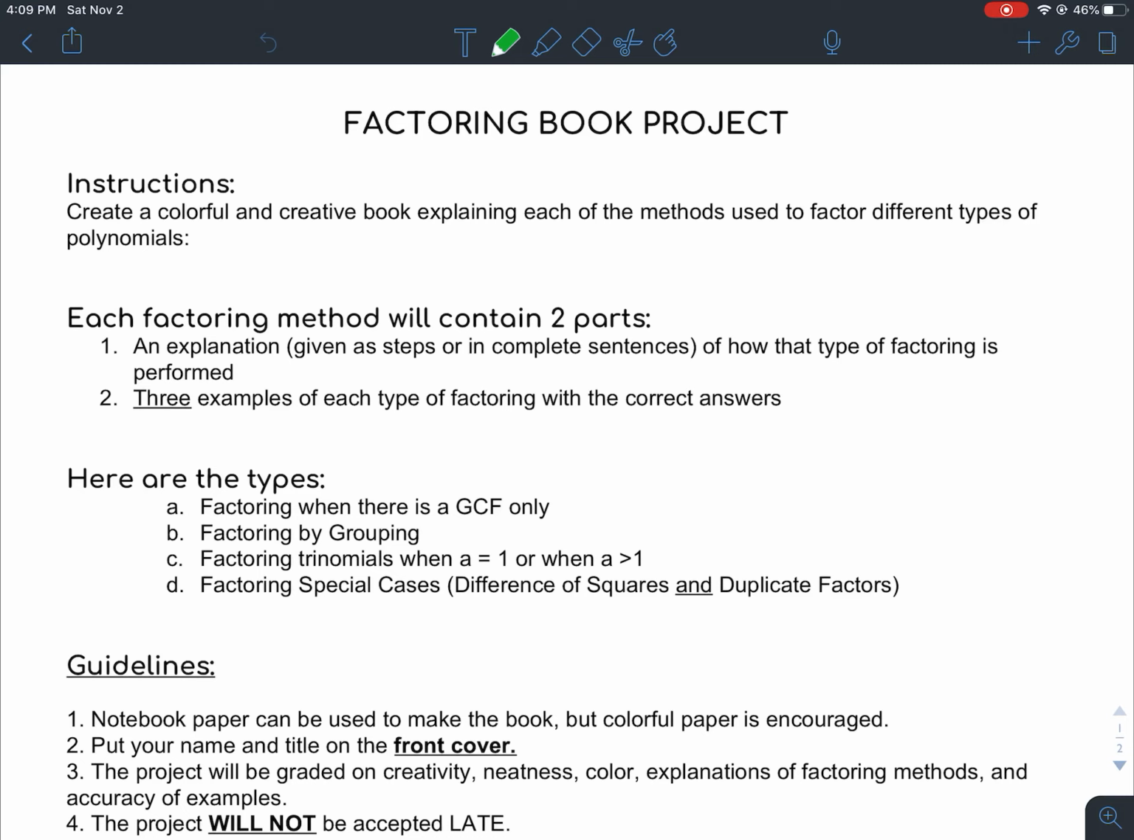Now, I'm not really sure why there's a colon there. I might have to go in and fix that. But polynomials, again, that's just a fancy way of calling anything with one or more terms.